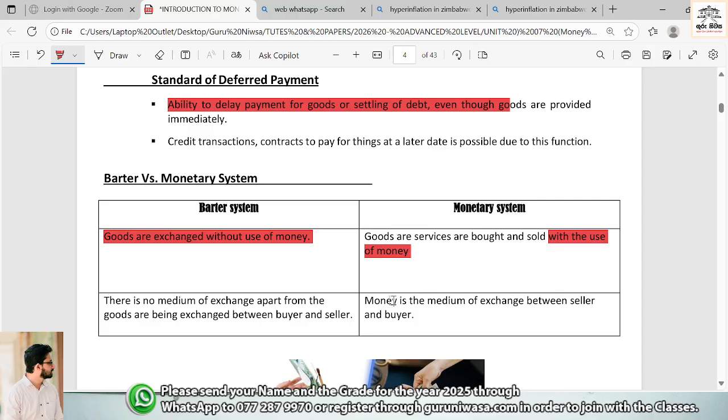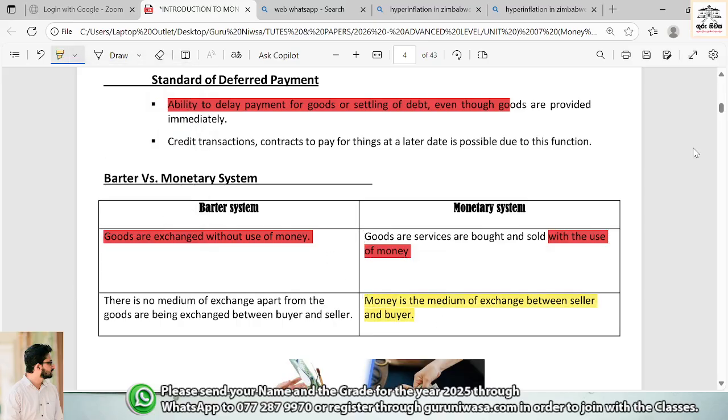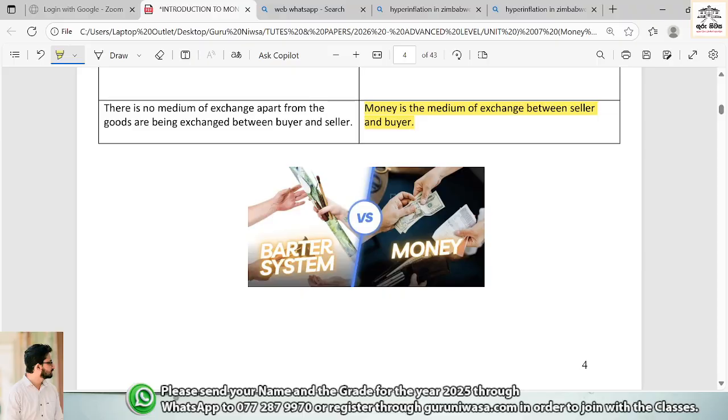Monetary system in today's world: money is the medium of exchange between seller and buyer. Okay, this is the barter system. Second one, barter system versus money. Today is a monetary world. We don't have the barter system anymore. Clear? Next one.